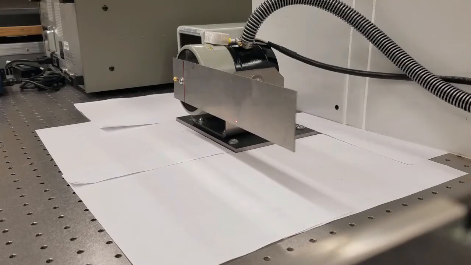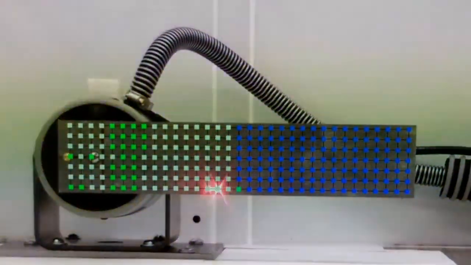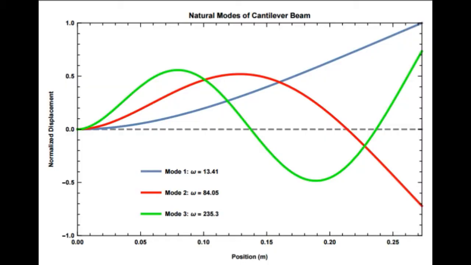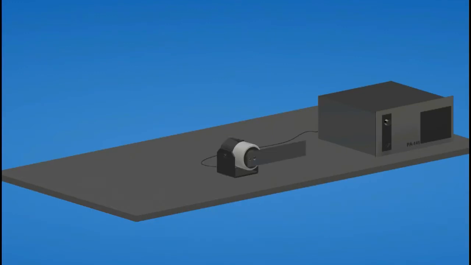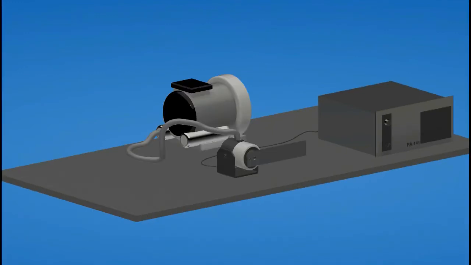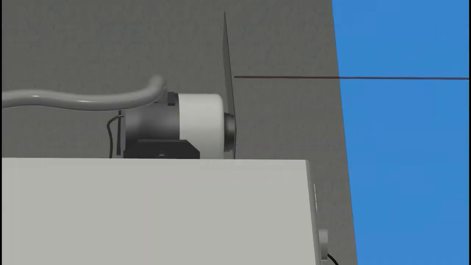Using the scanning vibrometer, we can capture a highly accurate and detailed description of the vibration of the beam and use that data to confirm the mode shapes predicted by the Euler-Bernoulli beam theory. For this portion of the experiment, we used an amplifier, a shaker with the beam attached, a compressor, a network signal analyzer, and a scanning vibrometer head and PC.